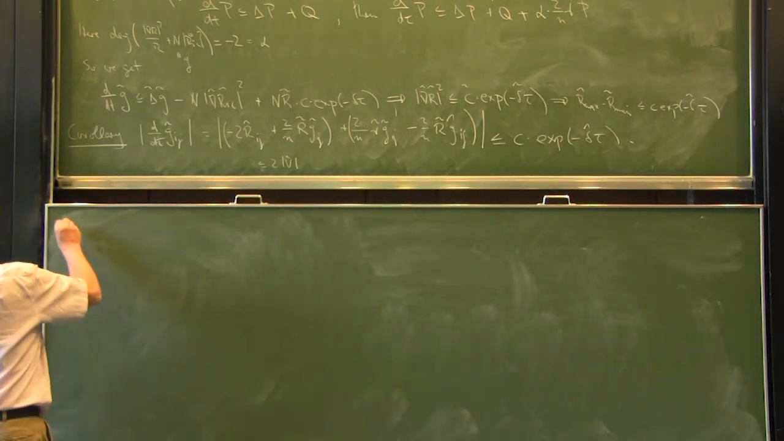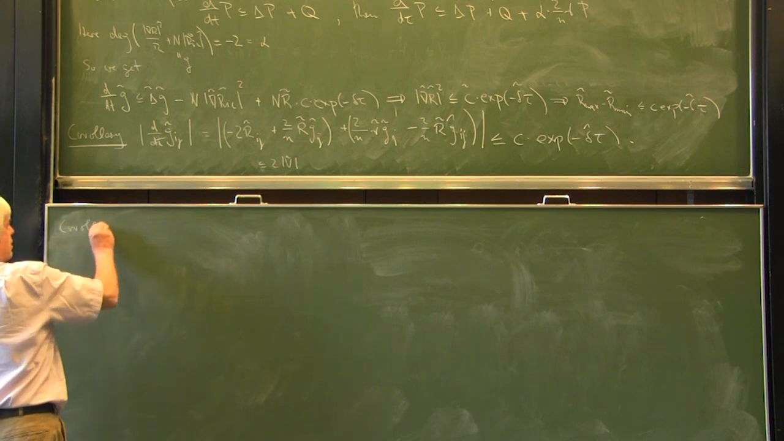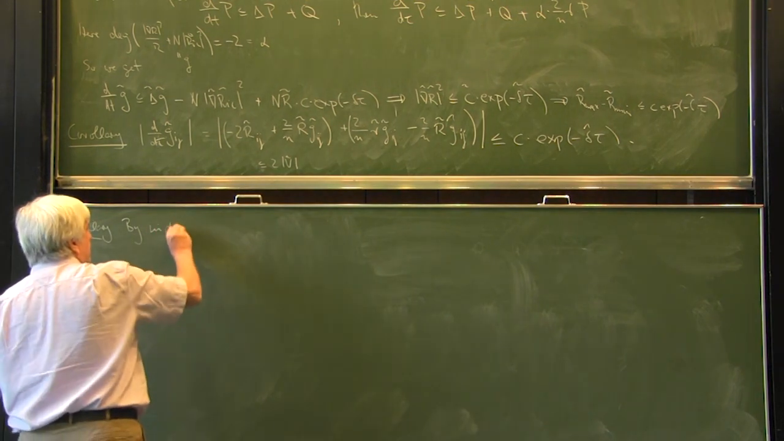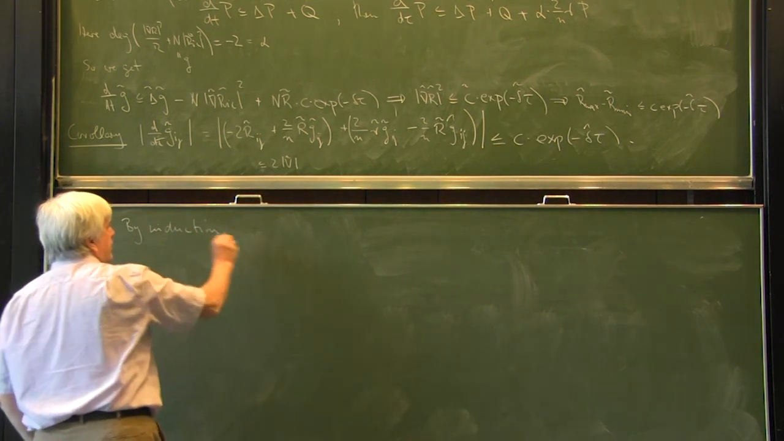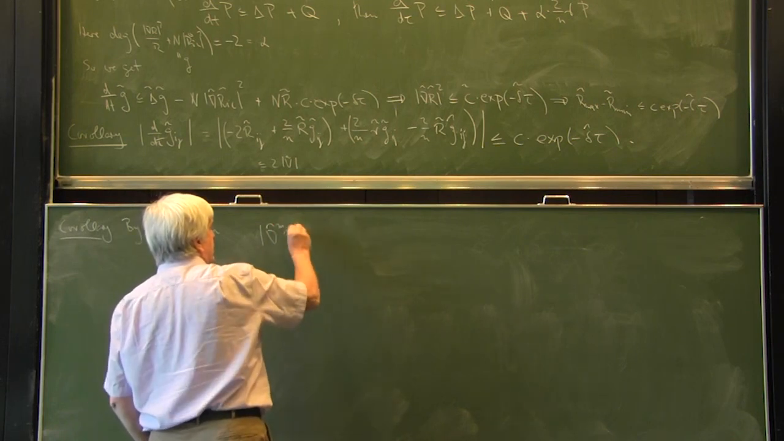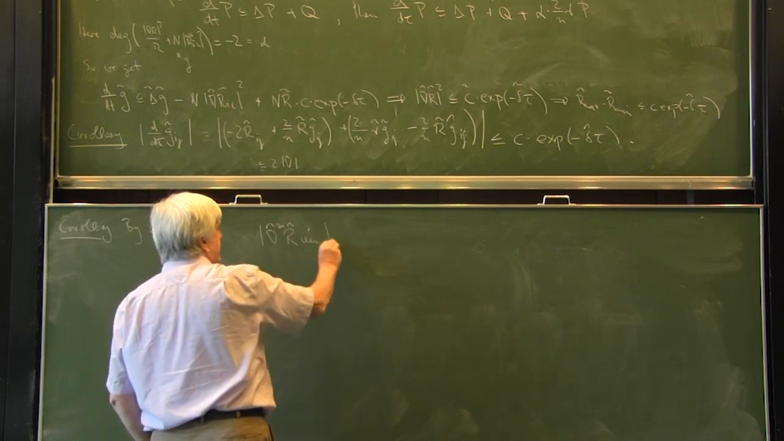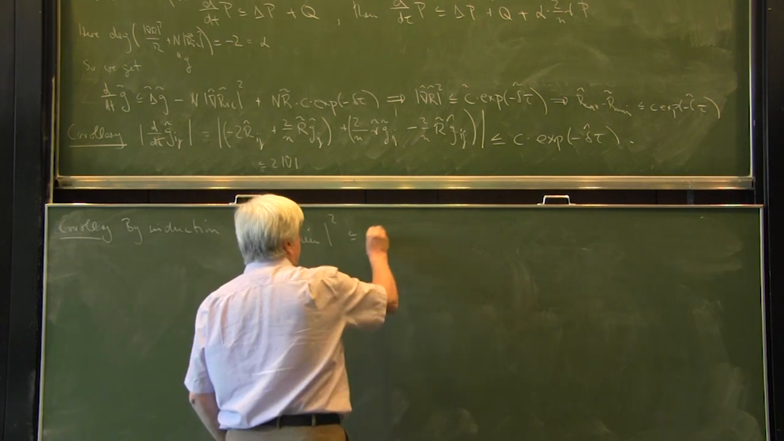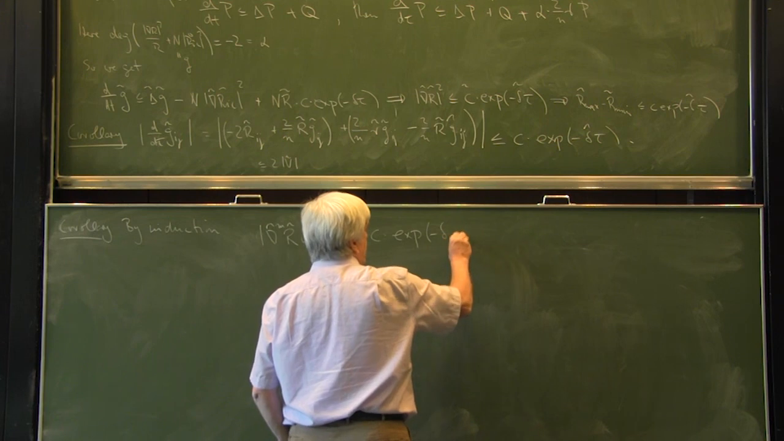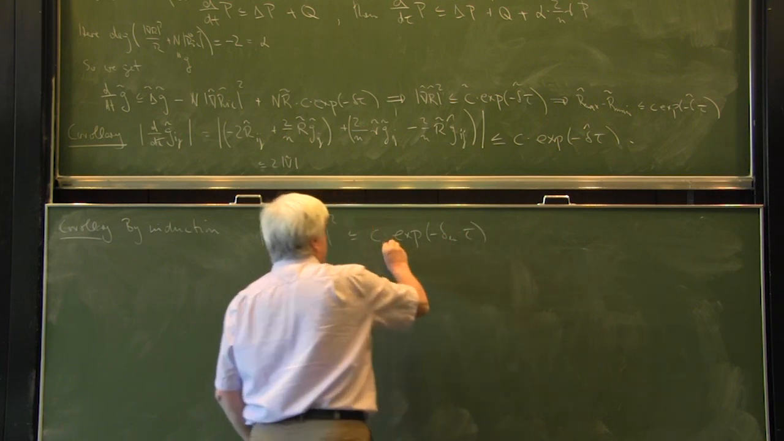And so next corollary, by induction, you get that all derivatives of the Riemann tensor decay like a constant times e to the minus delta n times tau, some constant dependent.